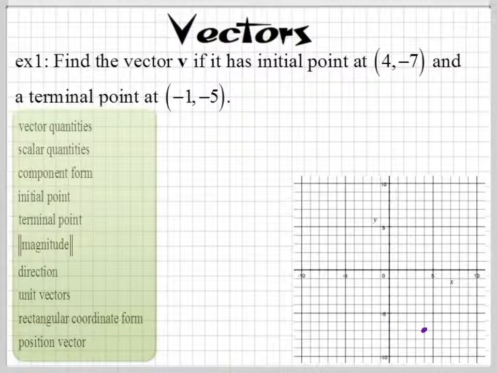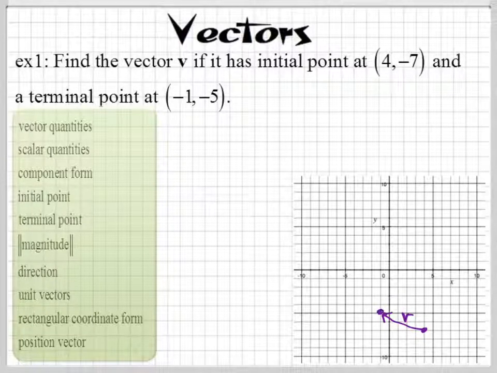Alright, forgot to go down farther. Alright, so that's our vector that we're trying to describe. And how will we describe that vector? Well, let's use our unit vectors to name it. Okay, we're going to call this v, but let's define it.